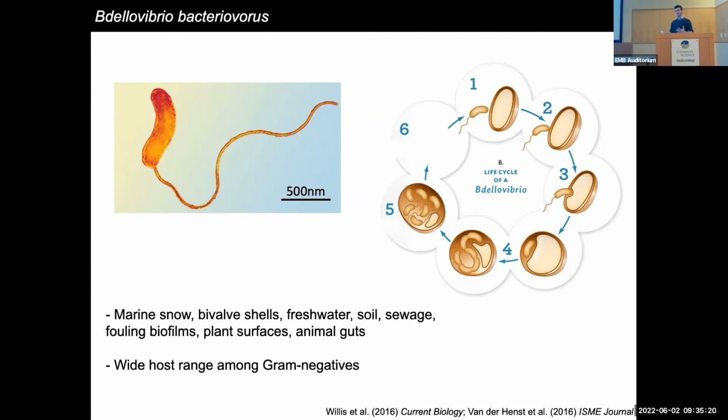So these are ones that are found on surfaces where we don't want them to be, like inside pipes or on ship hulls. Plant surfaces, animal guts. These bugs and their relatives are quite easy to find, in short, and they have a very broad host range of gram-negative prey. And this is what allows them to compete with phages, which reproduce a lot faster than they can, but usually have a much narrower host range.